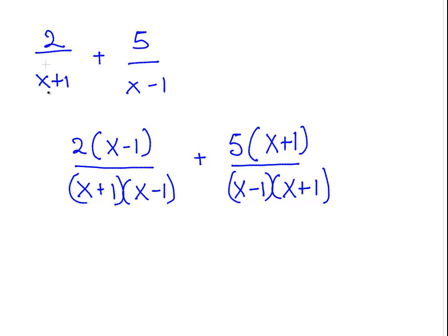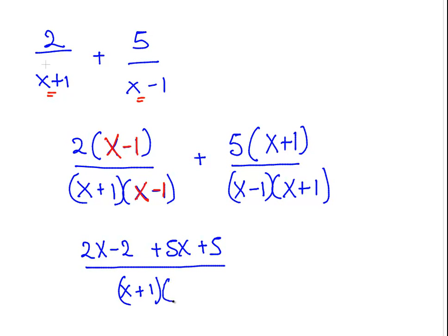Just to reinforce this point, what we're doing here in both cases is multiplying by the denominator of the other term. So that works out to be 2x minus 2 plus 5x plus 5 all over x plus 1 times x minus 1. That is equal to 2x plus 5x, that's 7x, minus 2 plus 5, that is equal to 3. And x plus 1 times x minus 1, if you work it out, you get x squared minus 1.